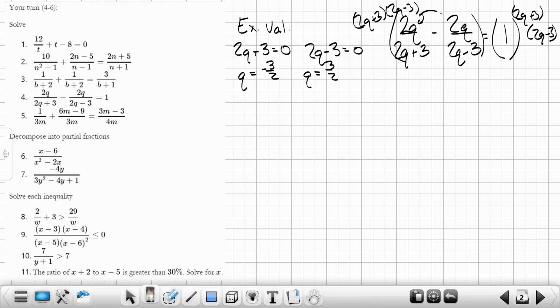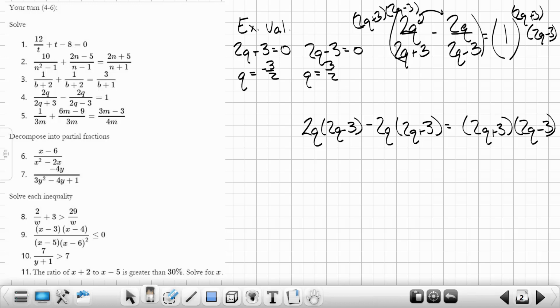So I distribute. My 2q plus 3 will cancel, and all I'll have is 2q times 2q minus 3, minus 2q times 2q plus 3, equals. I need to move this a little bit to fit it all. Here I have 2q plus 3 times 2q minus 3. All right, that one was a little bit longer.